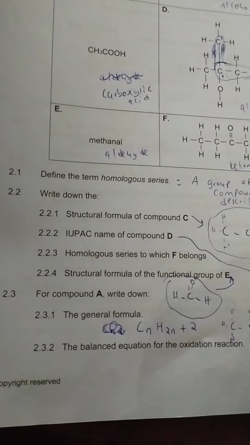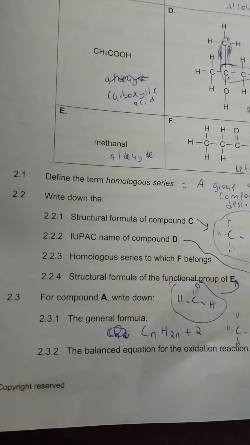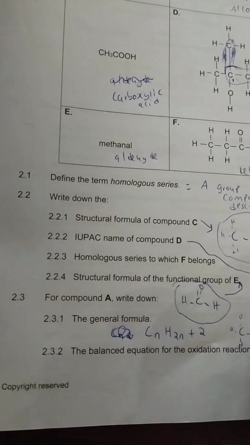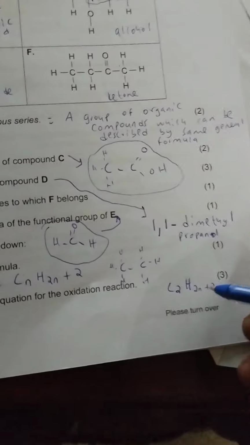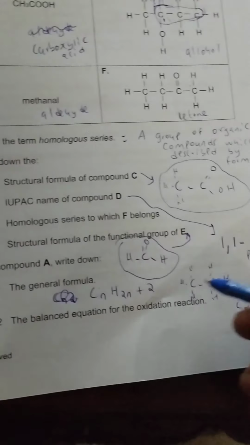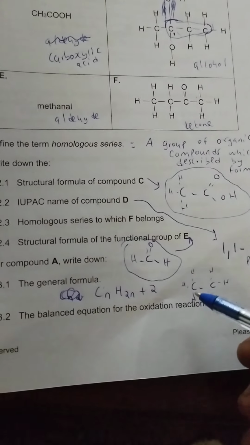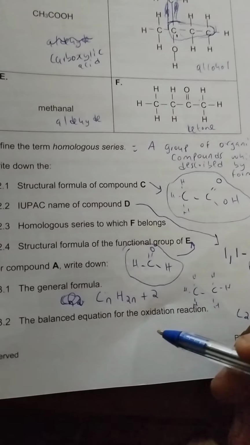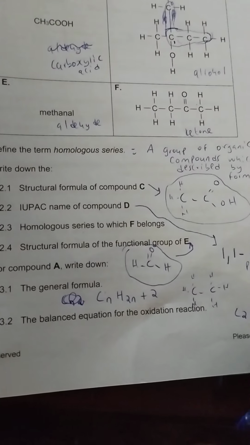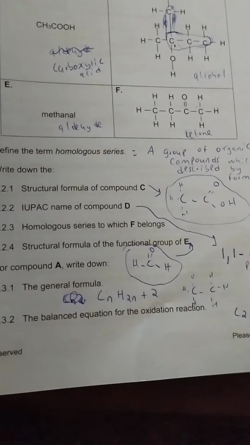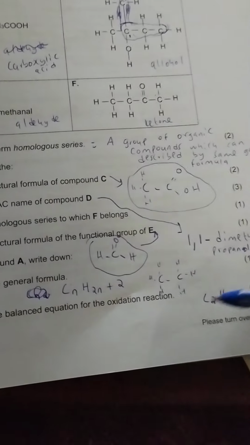We have two carbons, so it will be C2, and then how many hydrogens? It will be 2 times 2, that will be 4, plus 2, to make it 6 hydrogens. So to make it 6 hydrogens, it will be 2n plus 2. But if there was a double bond there, the answer just becomes CnH2n. But if you have a triple bond, it becomes CnH2n minus 2, because you need to reduce the number of hydrogens. But a normal alkane will have CnH2n plus 2, so that you can have as many hydrogens as you can. How many marks? General formula, it's 1 mark.